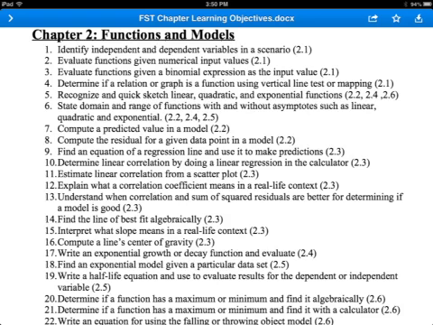This first section, there's actually 4 objectives, if you notice here. It's numbers 1 through 4. So first thing you're going to do is identify independent and dependent variables in a scenario. This is something a little new, but not too difficult.